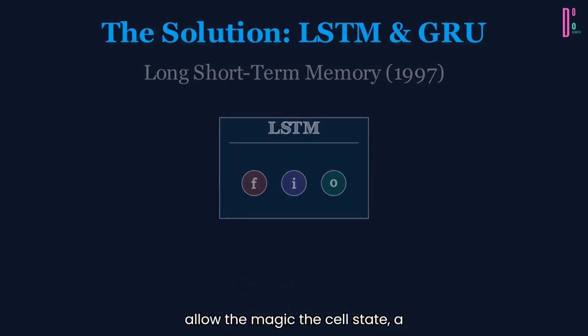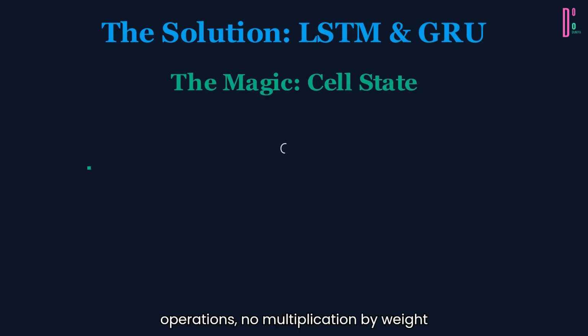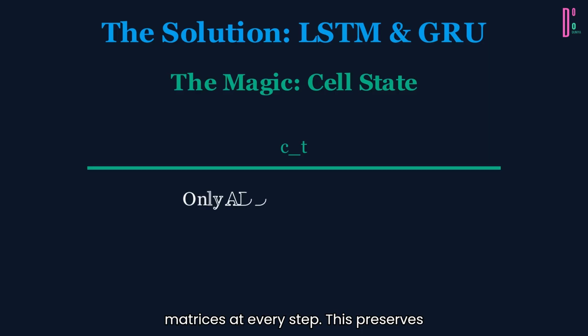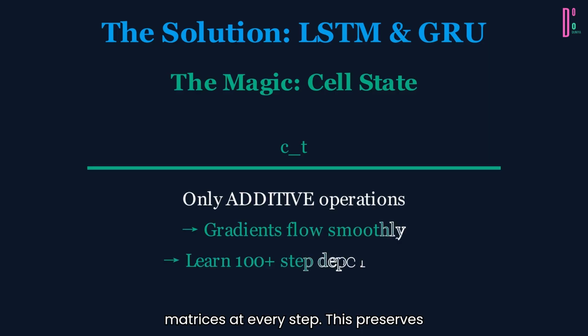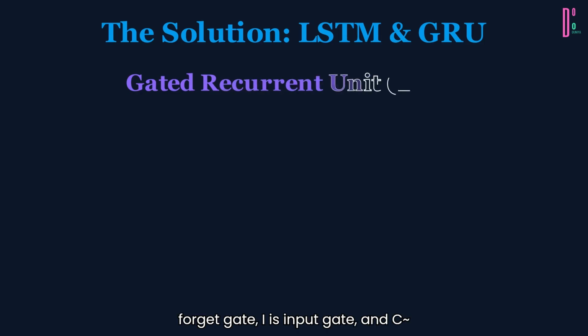The magic? The cell state, a separate memory channel that flows through time with only additive operations. No multiplication by weight matrices at every step. This preserves gradients across hundreds of time steps. The formula: Ct equals ft times Ct-1 plus it times C tilde t, where f is the forget gate, i is the input gate, and C tilde is the candidate memory.